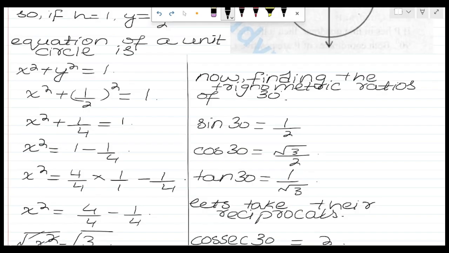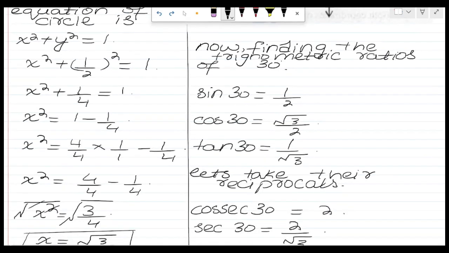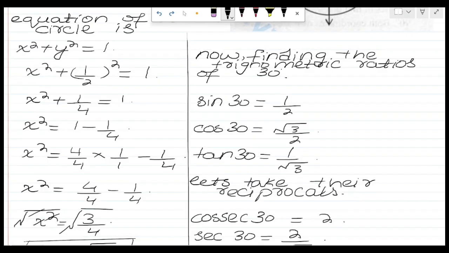In order to find sine 30 degree, what will happen is that the perpendicular will be divided by the hypotenuse. As our perpendicular is 1 by 2 and our hypotenuse is 1, 1 by 2 divided by 1 is 1 by 2. So we can write sine 30 is 1 by 2. Same as for cos 30. What is cos 30? The base divided by the hypotenuse. As we know that the value of the base or x is equal to under root 3 over 2. So if that value is divided by 1, that results in the same thing, which is under root 3 by 2. So that is our cos.